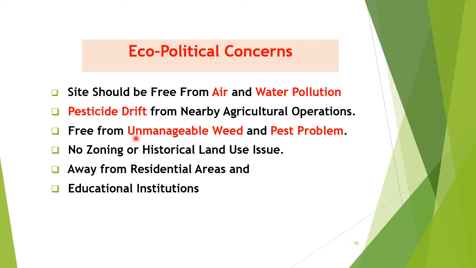So it should be free from unmanageable weed and pest problems, and have no zoning or historical land use issue. Because when you are establishing a nursery, you have to take into consideration if it is not zoned for an agriculture purpose or other purpose, or if it has a historical land use issue. So it should be clear from all these eco-political concerns, away from residential areas and educational institutions. You should prefer your nursery away from the residential areas as well as from the educational institutions.